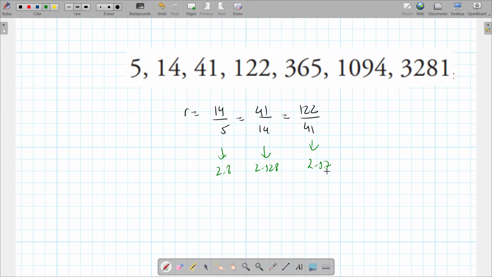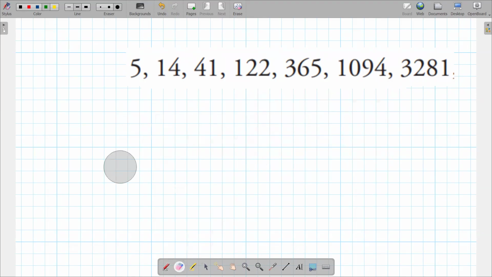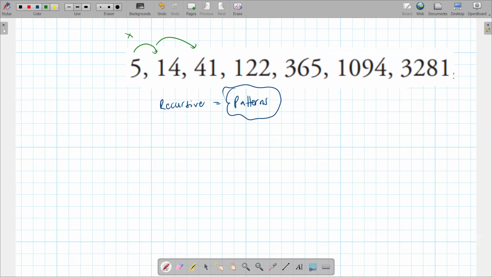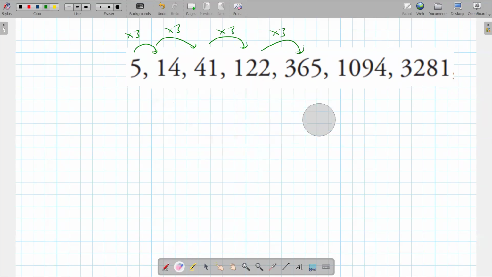So that means we cannot come up with a general formula for this sequence. So the only way we can write this is by using a recursive formula. And recursive relies on patterns. With arithmetic and geometric, it's very easy. But something like this, it's not as obvious. Do you see the pattern here? I'll give you a hint. It has something to do with multiplying by 3. There's more to it.